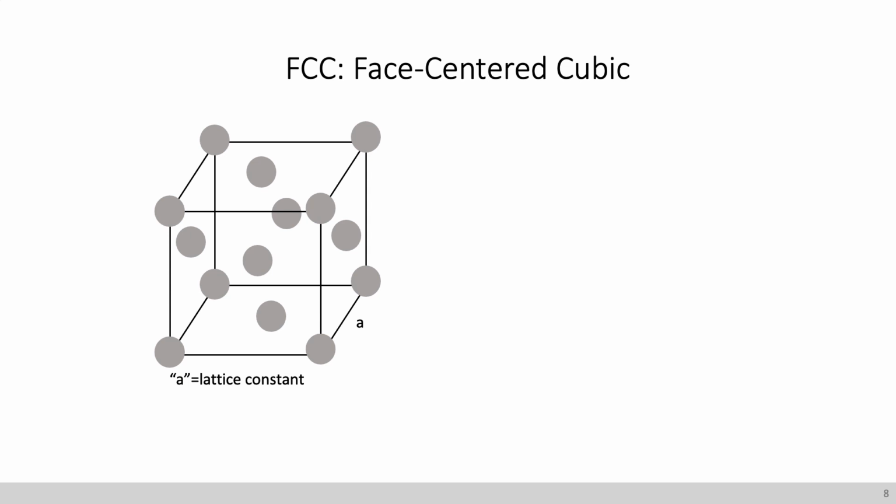Moving on to face-centered cubic, we find that this is very similar to the simple cubic structure, except that each face of the cube has an atom placed at it. And so we have 6 extra atoms shown in this figure, with each atom at the face of the cube, therefore called face-centered cubic.